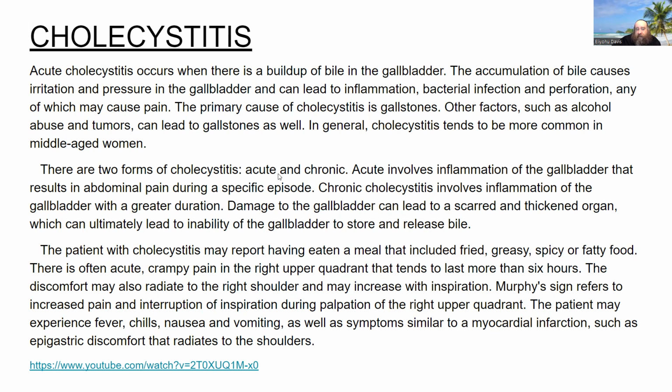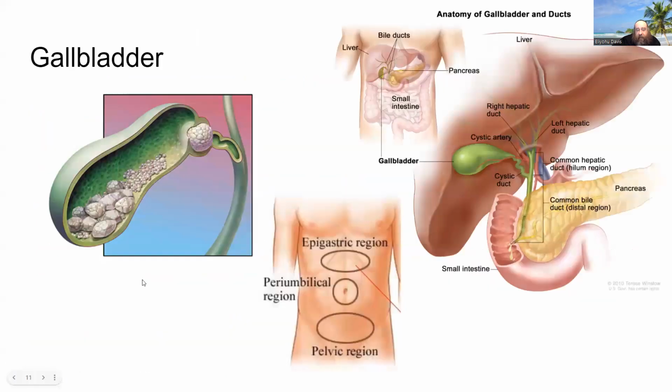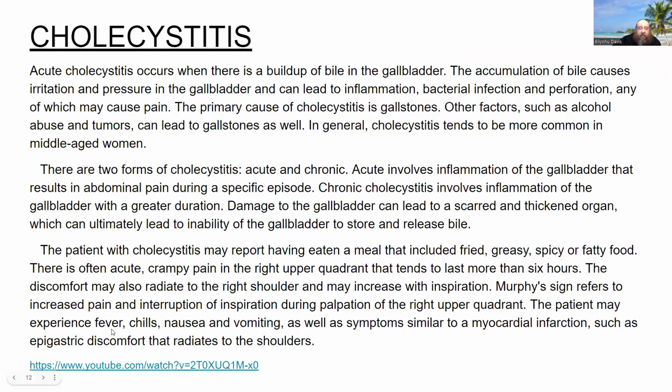There are two forms of cholecystitis, acute and chronic, okay? Acute involves inflammation of the gallbladder that results in abdominal pain during a specific episode, so that's acute. Chronic is inflammation of the gallbladder of greater duration. Damage can lead to scarring and thickening of the organ, which can ultimately lead to the inability to store and release the bile. So if you go back to the picture, the bile is supposed to be in here, and when there's a buildup because it's completely blocked, usually the blockage will be somewhere lower down, but if it's right there, it's completely blocked.